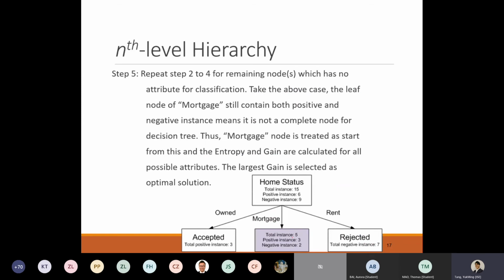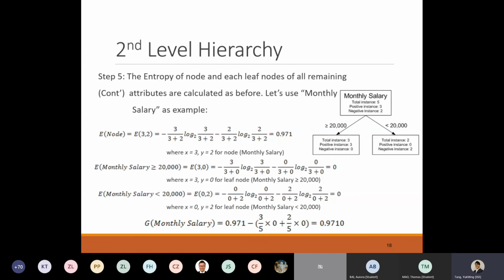Now in order to divide into a further sublevel, we need to repeat step 2 to step 3 for the remaining nodes. We don't need to use the home status anymore. We need to calculate the other attributes. So in the second level, we need to do the calculation again. But now we change the total instances to only 5, where positive instances are 3 and negative instances are 2.